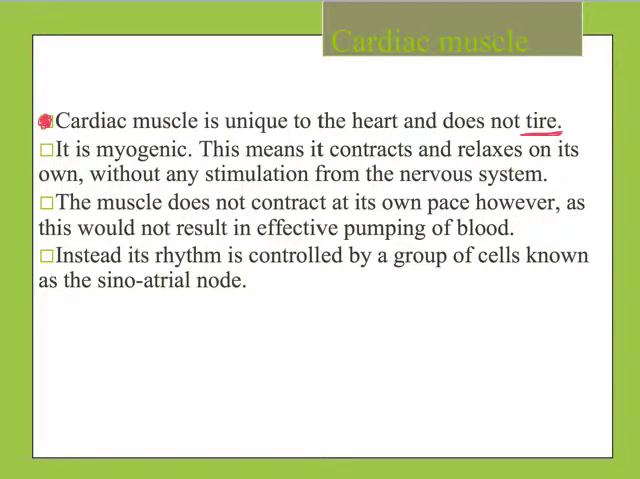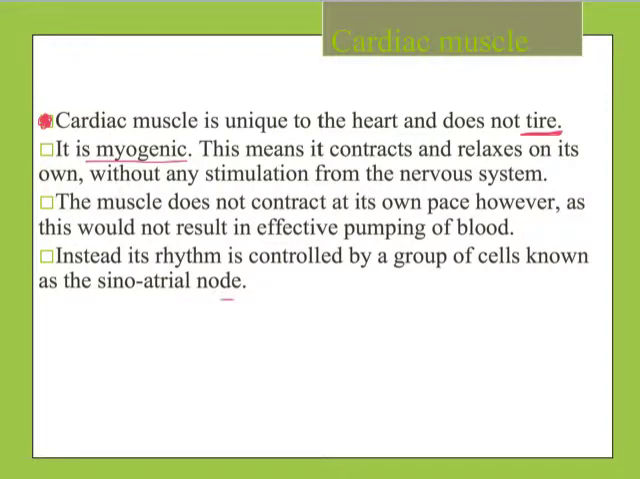A key word is myogenic. What that means is that it generates its own contractions. It will contract on its own. If you have some cardiac tissue grown in a petri dish, it will just sit there and twitch. It just contracts of its own accord. That's what myogenic means. Obviously, it'd be no good if your heart did that, with all the cells contracting at their own pace. It needs to have a rhythm in order to pump the blood from the atria to the ventricles, and then from the ventricles out to the rest of the body.